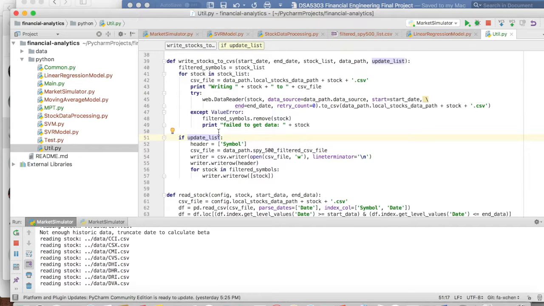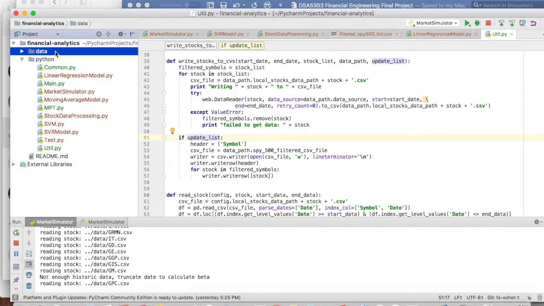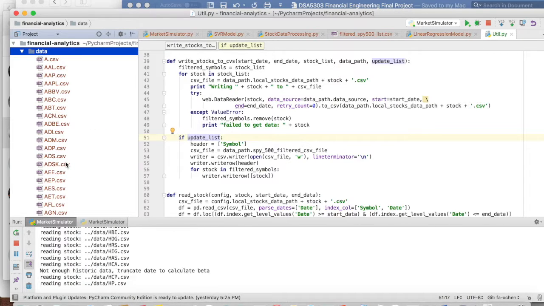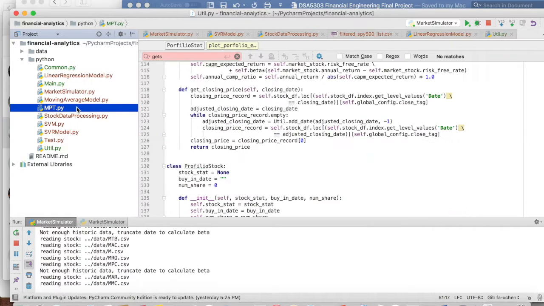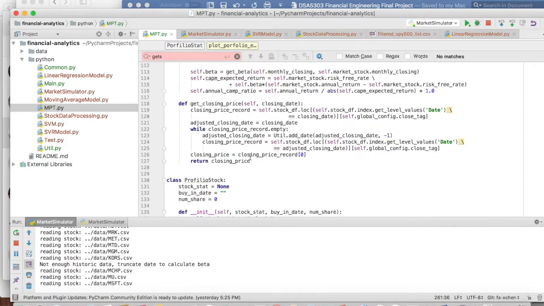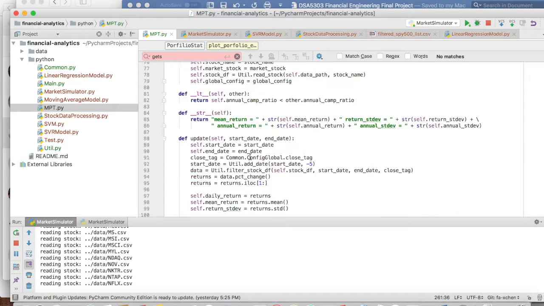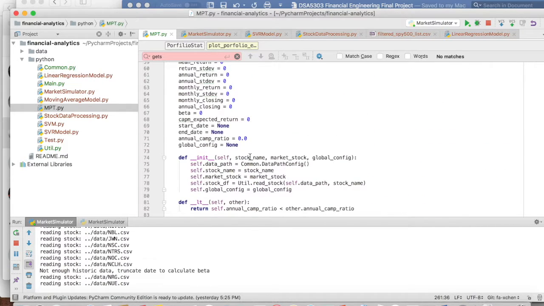I use that to download the stock data from the web to my local hard drive. So the CSV files you see here are mainly generated by the utility function. And npd.py is my implementation of a portfolio and a stock, and basically how I represent a stock and a portfolio in my application.